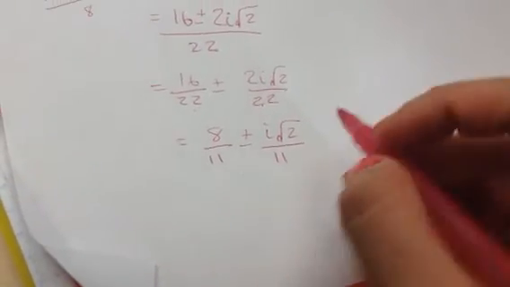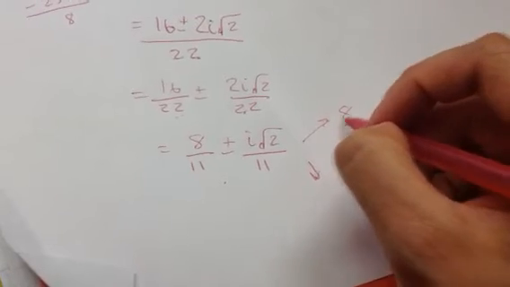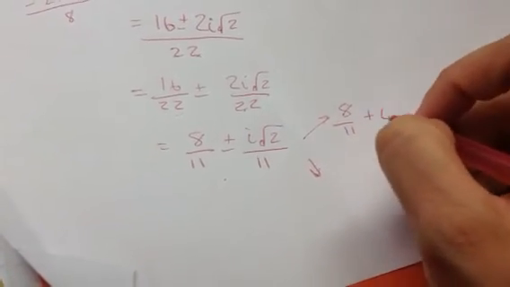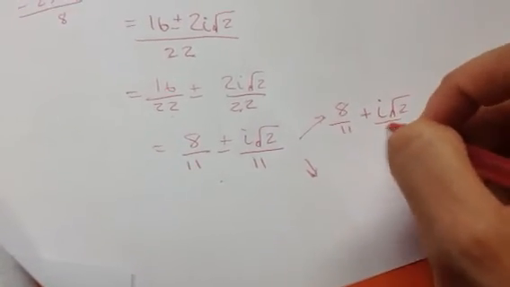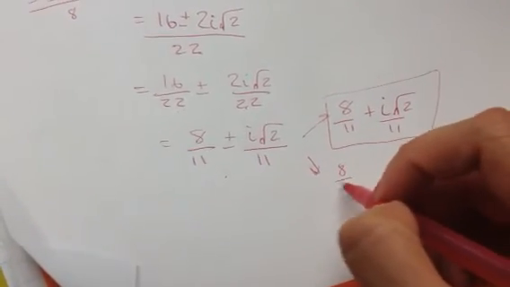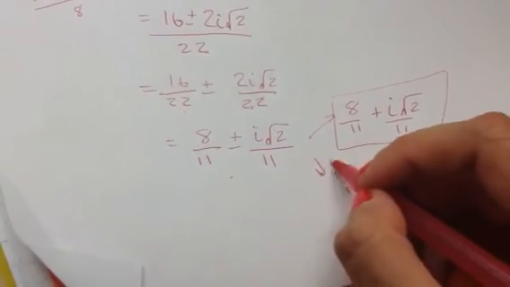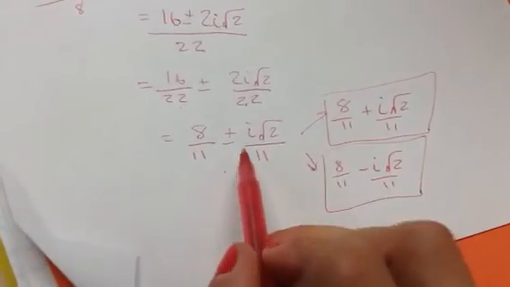If you want, you could also have your positive and negative. So one will be 8 over 11 plus i square root of 2 over 11. And one answer will be 8 over 11 minus i square root of 2 over 11. But if you left your answer like this, that's fine.